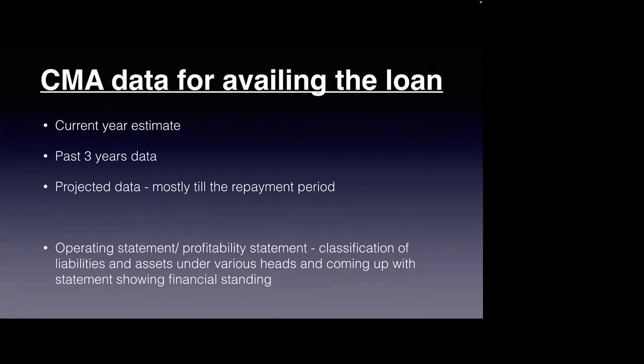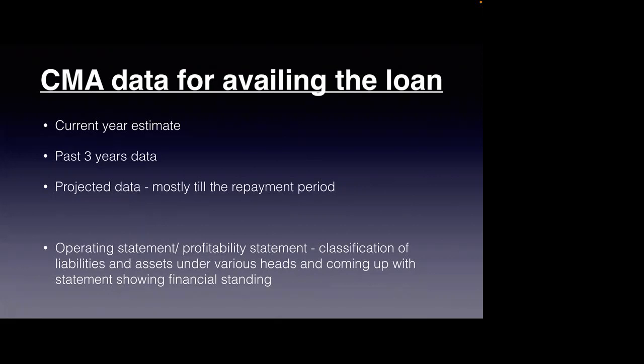Now, while assessing the CMA data itself, there's this concept of an operating statement or a profitability statement that these bankers will prepare in their own mind or with the data collected from us. They classify the liabilities and the assets based on the data provided from us. Then they will make a statement showing where we are standing financially in terms of having to pay back the loan. Which means to say that they will assess our creditworthiness. So in order to assess our creditworthiness, the statement and the classification that they do with the liabilities and assets, with the data that we have given to them, is the operating statement or a profitability statement.